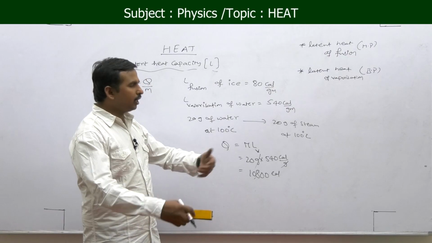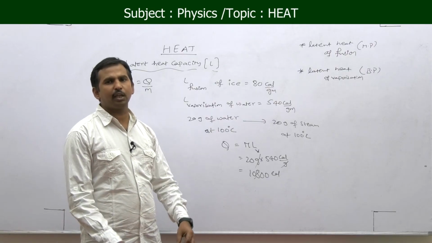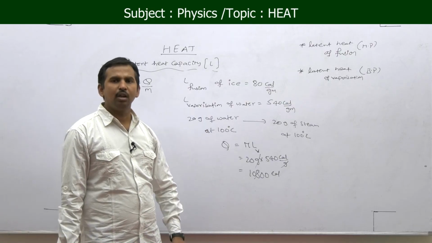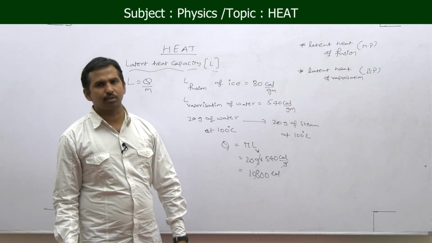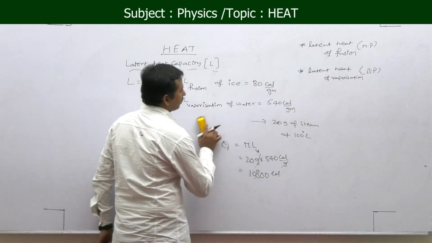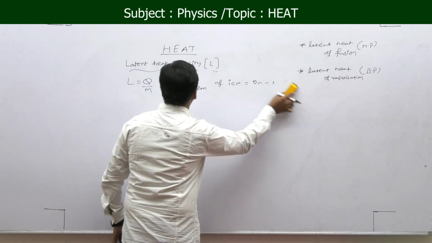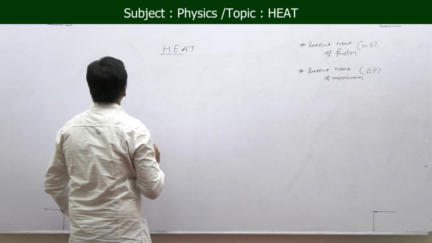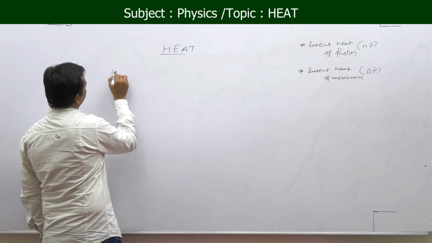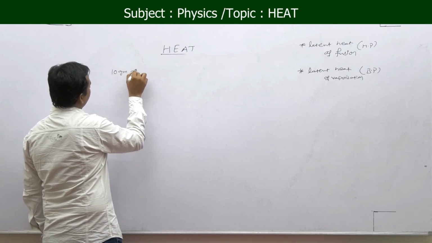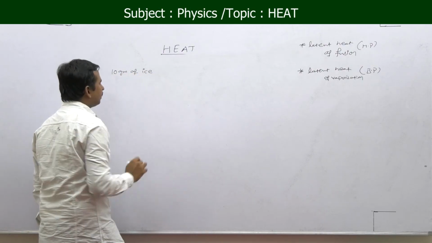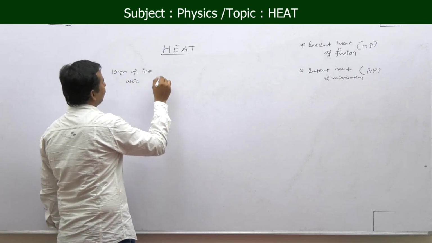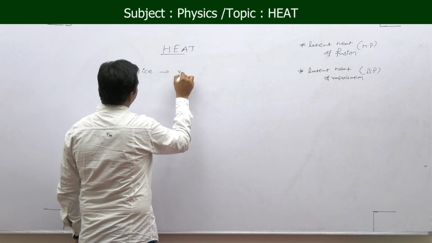Okay. Now we are taking both the specific heat capacity and latent heat combined, and we will see how to do the numerical problems. Now in that case, for example, let us say we have 10 grams of ice. This 10 grams of ice is at 0 degrees Celsius. Now we want to vaporize this.